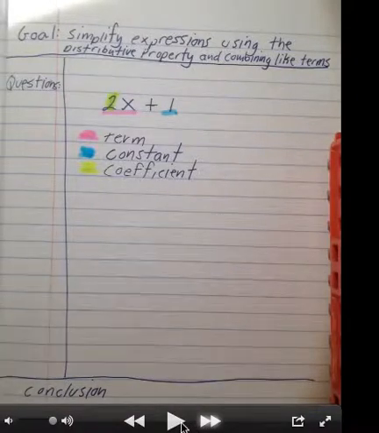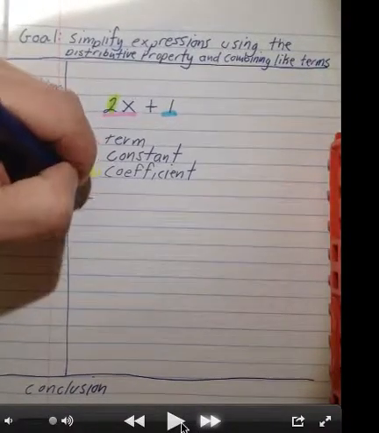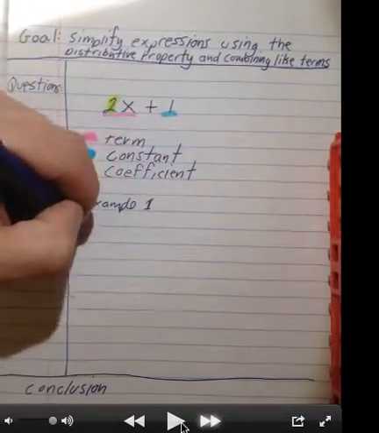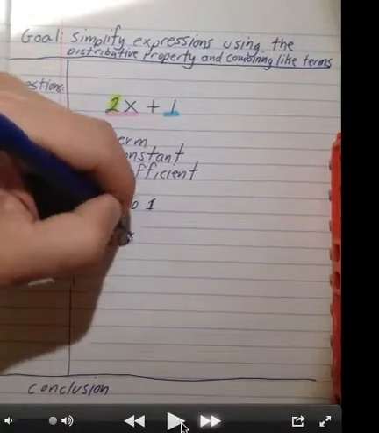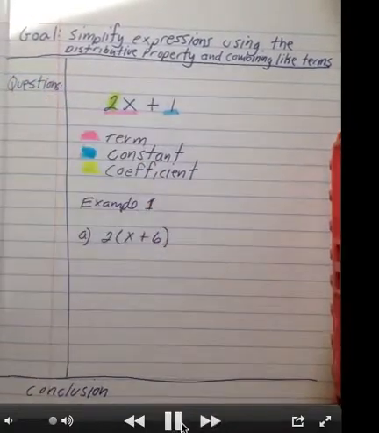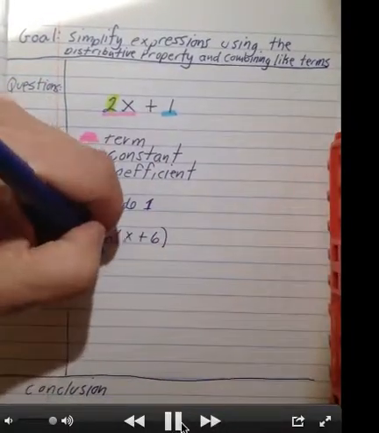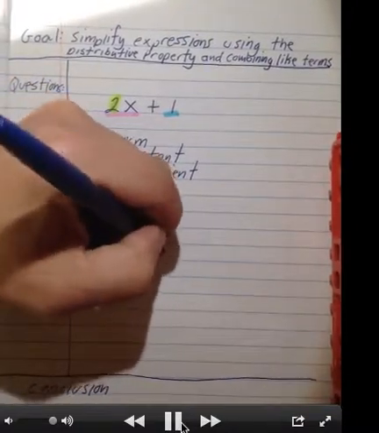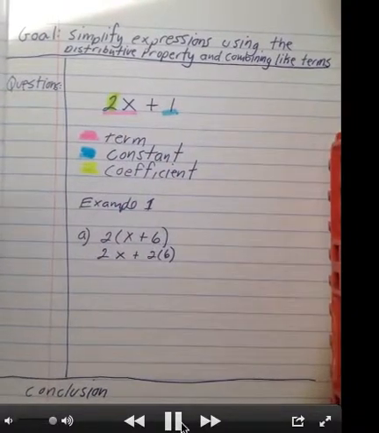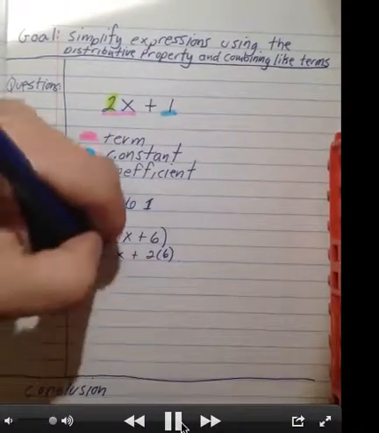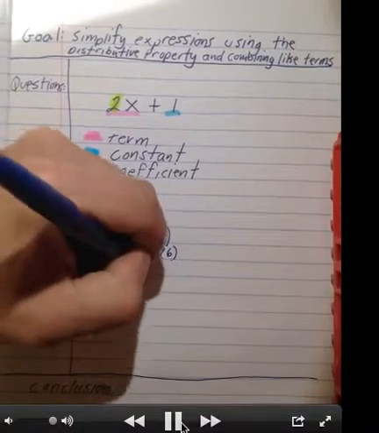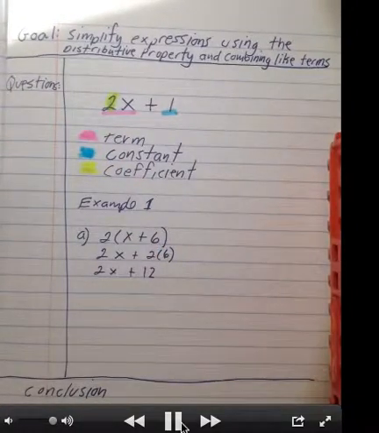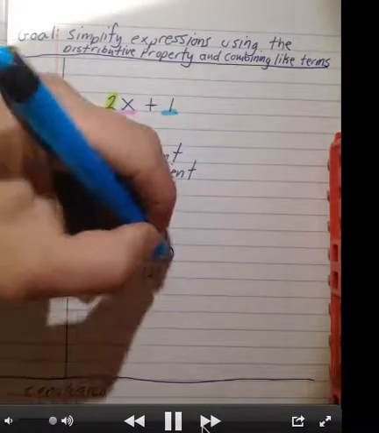So our first example is 2 times parentheses x plus 6. And we're going to simplify that using the distributive property. So we multiply 2 times x and also 2 times 6. 2 times 6 simplifies to 12, and that's as simple as that expression can get, 2x plus 12. Our next example.